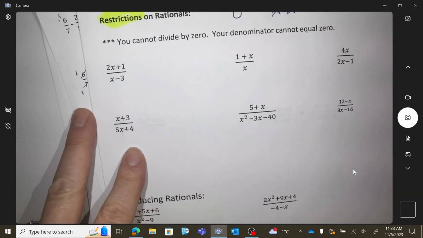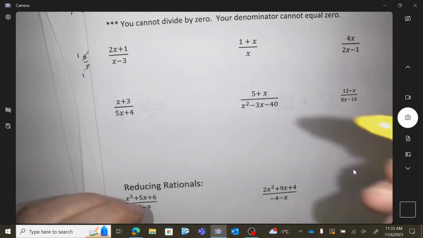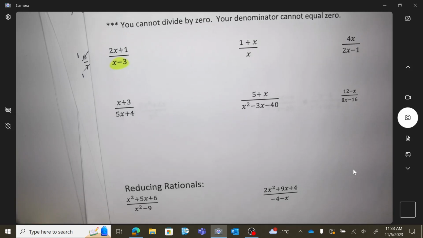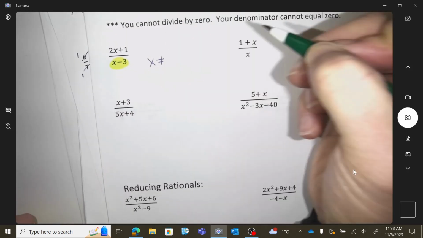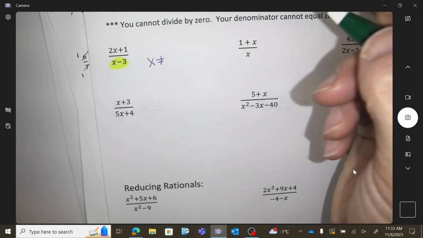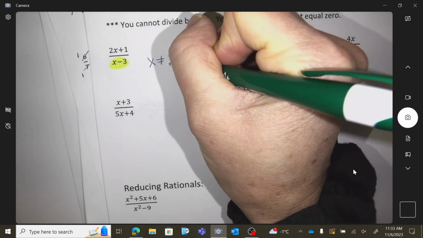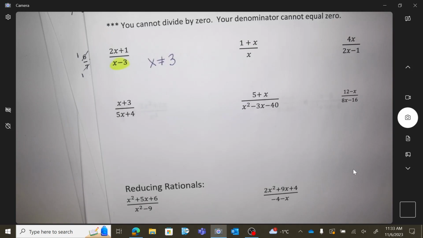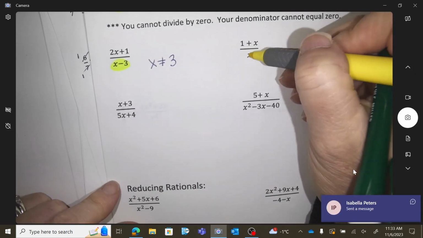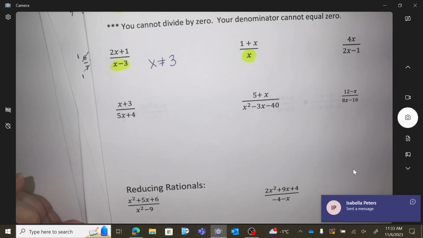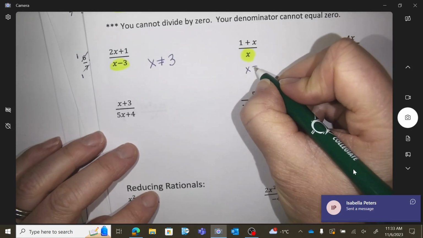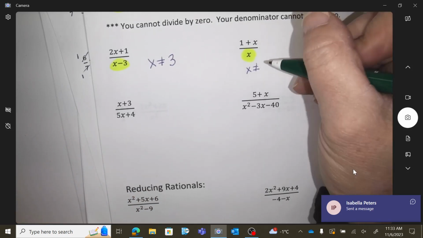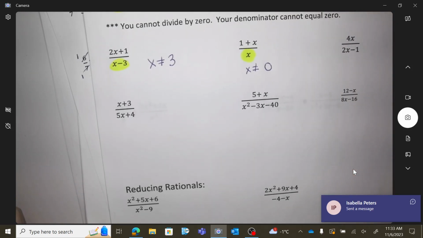Okay, so when I ask you what's the restriction, your eyes are only on the bottom. What x value are you not allowed to be? 3. 3 minus 3 makes 0, and I don't want that. Okay, what x value do I not want to be? Make the bottom 0, what do I not want? I don't want x to be 0.